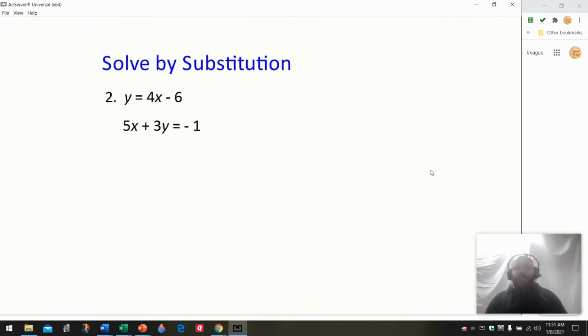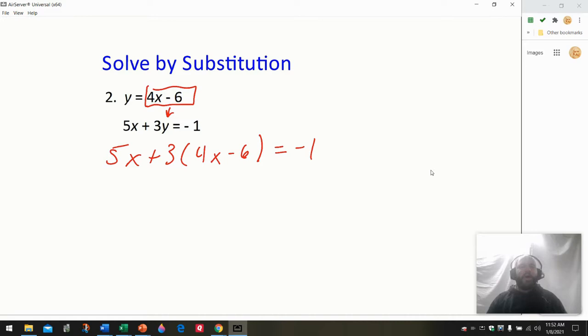So we're going to do the same exact thing as we did in the last example. You have something in slope-intercept form, and then you have something in standard form. You can see that 4x minus 6 is equal to y. So I'm going to put that right there in for y. So I'm going to rewrite this: 5x plus 3 times (4x minus 6) equals -1. So I just substituted in place of the y, 4x minus 6. You must put parentheses in there. I can't stress that enough, because this 3 here needs to distribute to both things.